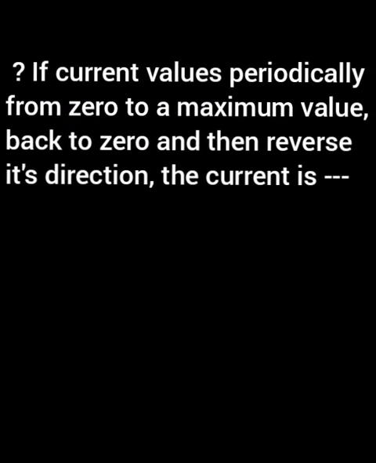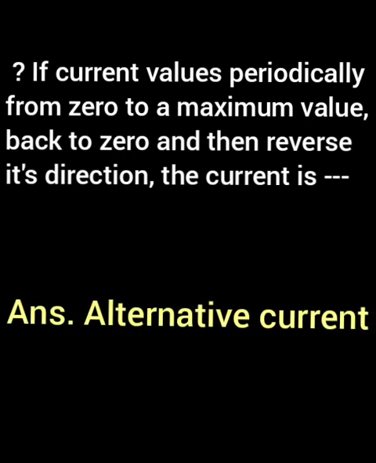So let me start the next question. If the current varies periodically from 0 to a maximum value, back to 0 and then reverses its direction, the current is. What will be the name of this current? That will be alternating current. Alternating current is the correct option.